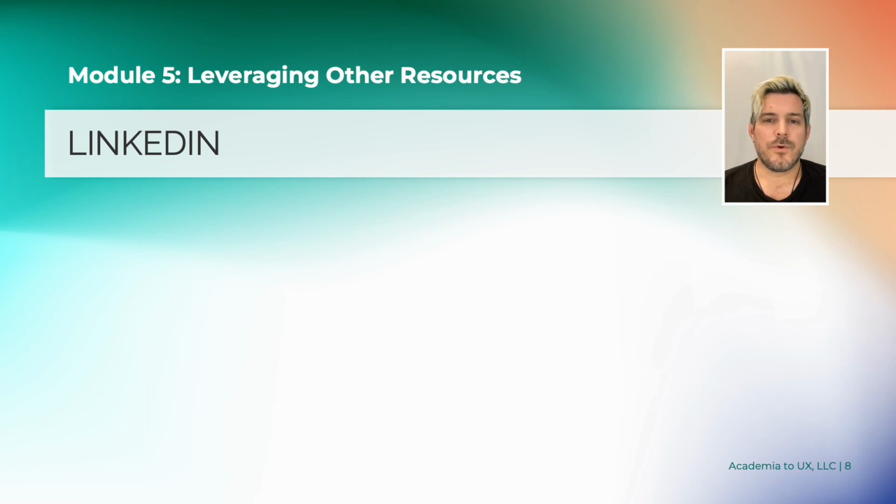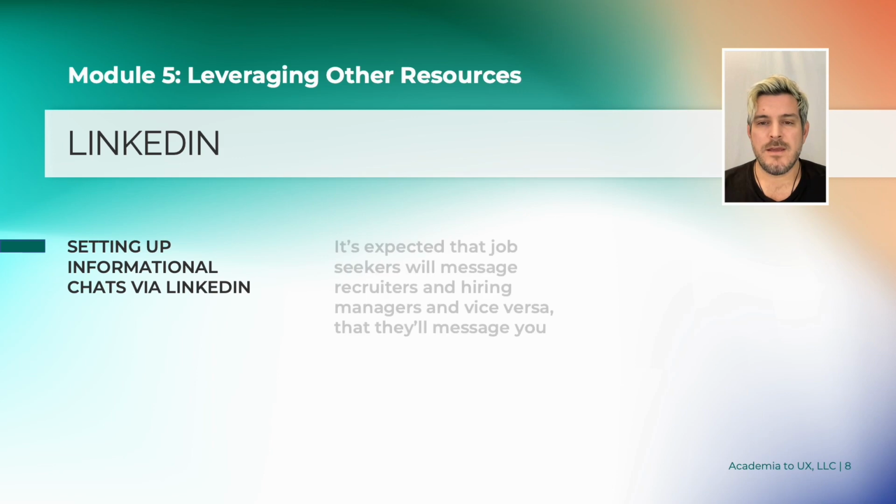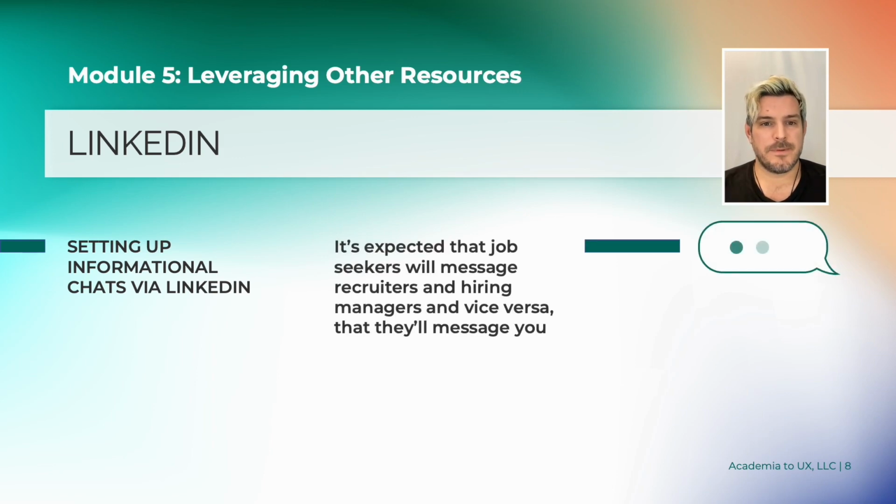Once you've found a recruiter or hiring manager with an open role that looks like it might be a good match for your skill set, go ahead and reach out to them, message them, letting them know that you're transitioning from academia into UX research and you'd like to set up an informal chat to discuss the open role in question and whether or not you may be a good fit for it. You can feel free to use the example message we shared in the previous slide as a template.